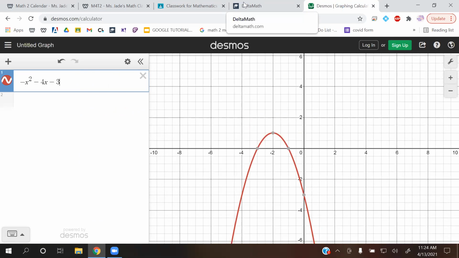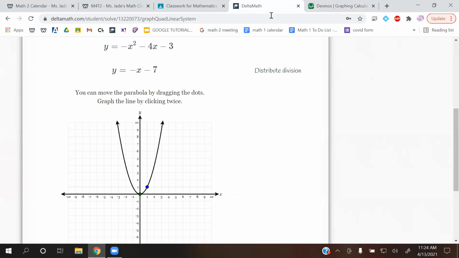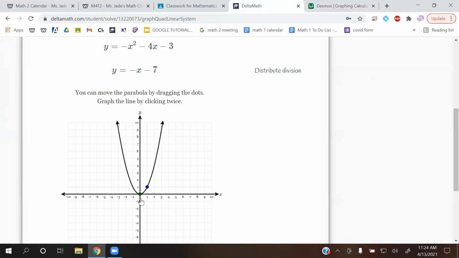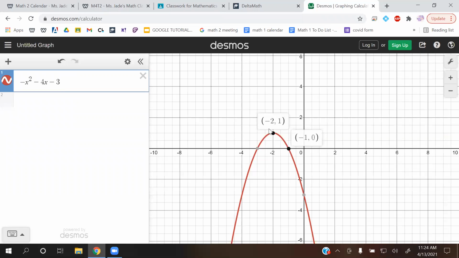Let me just double check, did I type it right? Negative x squared minus 4x minus 3. Okay, cool. So now this is what our graph looks like. Noticing the vertex is at -2, 1, and then there's a point at -1, 0. So I'm just going to use those 2 points to help guide me in shaping this parabola where it should be. So the vertex is at -2, 1.